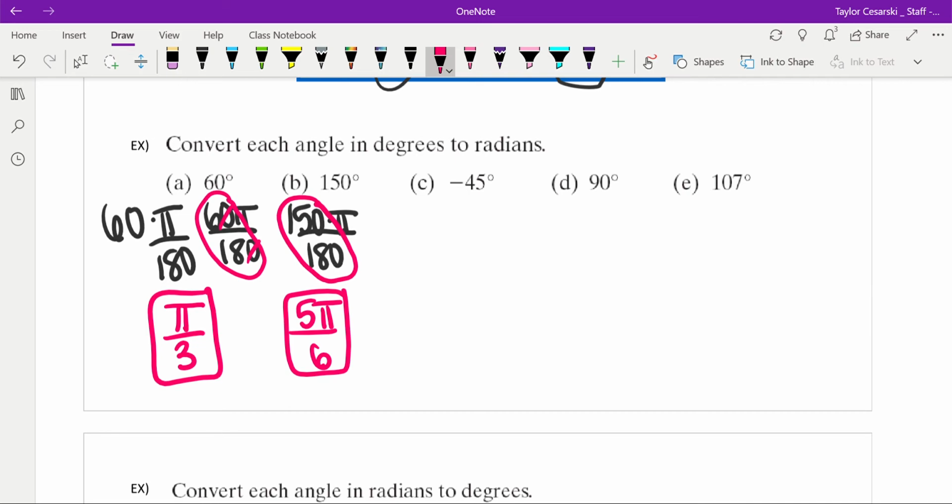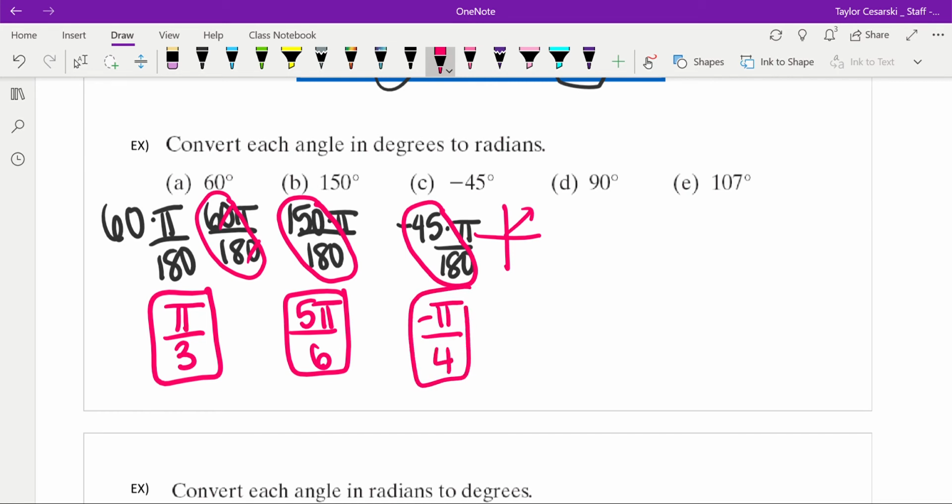All right, next one, negative 45 degrees. Now don't freak out about the negative unless it tells you that it needs to be between 0 and 360 or 0 and 2 pi when we get to radians. Your final answer can be negative, and that's okay. So negative 45 times pi over 180. Again, I'm simplifying this right here. This one's a little bit trickier, but hopefully you remember, 45 degrees is one of my key angles here. So that's going to be negative pi over 4.